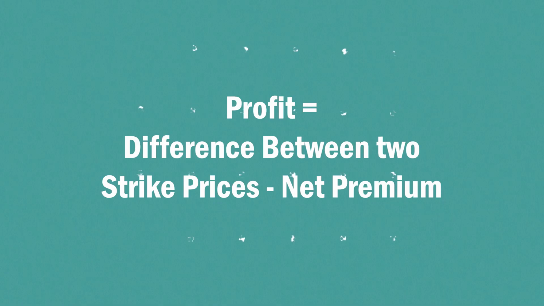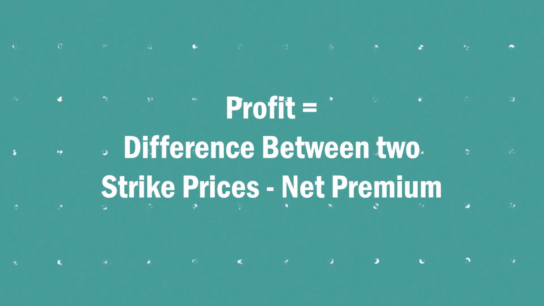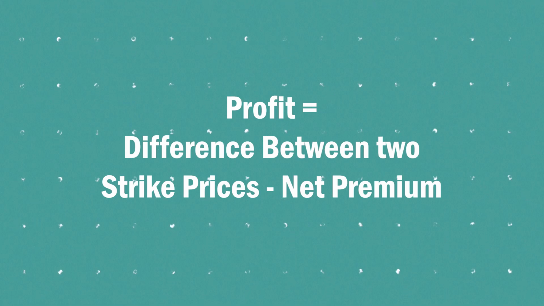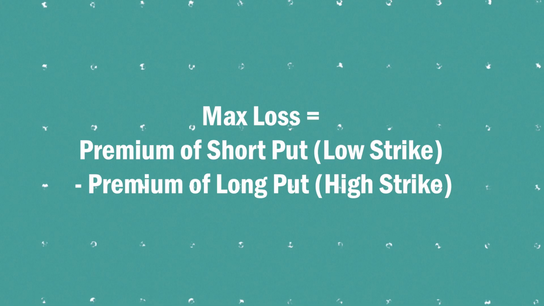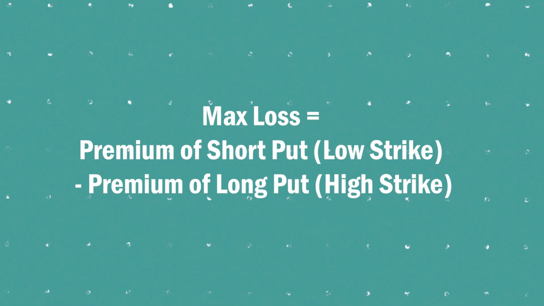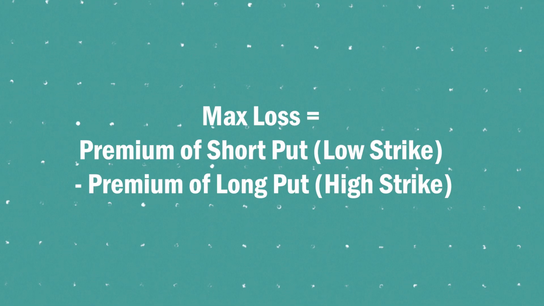The basic idea is that you can decrease the cost of the long put by essentially sacrificing some of the upside. The maximum possible profit for this strategy occurs when the price of the underlying asset is lower than the strike price of the short put. This profit is equal to the difference between the two strike prices minus the net premium you paid for the strategy. The maximum loss from this strategy occurs when the price of the underlying asset is above the strike price of the long put. This loss will be equal to the net premium of the strategy, which is the premium of the long put minus the premium of the short put.